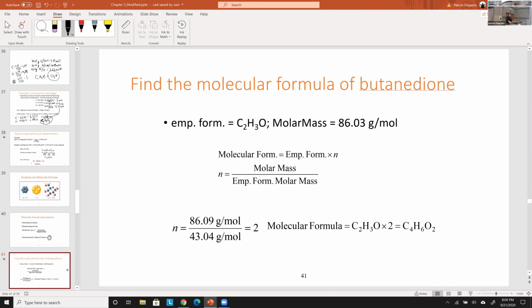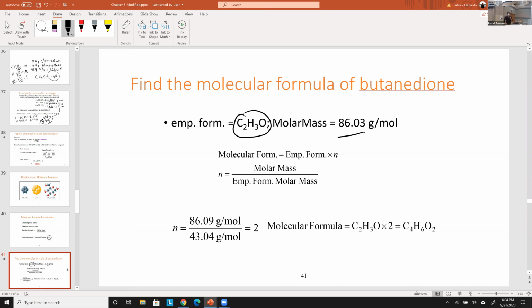So here's an example. Let's say the empirical formula for compound X is C2H3O. That's the empirical formula. We did all the math already. The question is saying if the molar mass is 86.03, what's the molecular formula? Oh, and it has a name. Butadiene. Glutathione. Okay. So you have the empirical formula and you have the molar mass, meaning the molecular formula's mass.